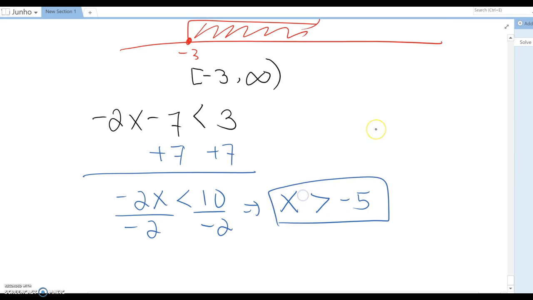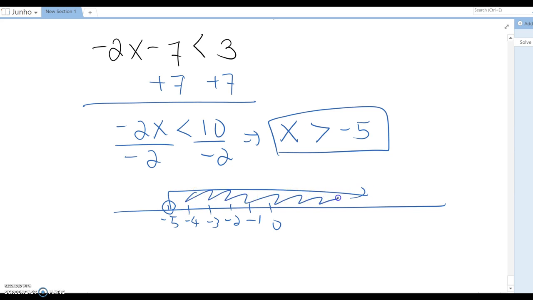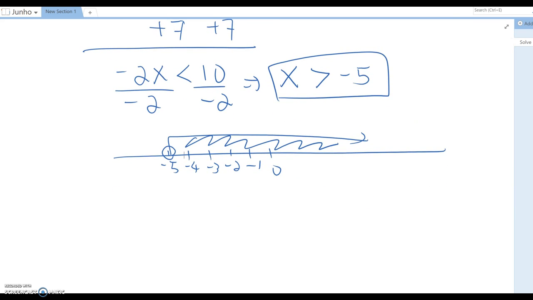Okay, so now the graph: from negative 5 it goes toward the right direction like this. If you write this in interval notation, then parentheses negative 5 comma infinity. That's it. Okay.